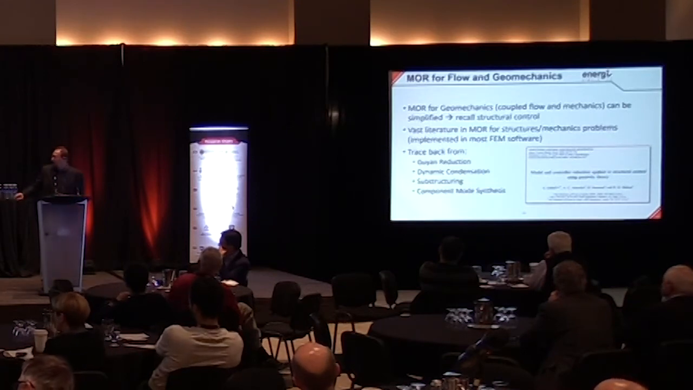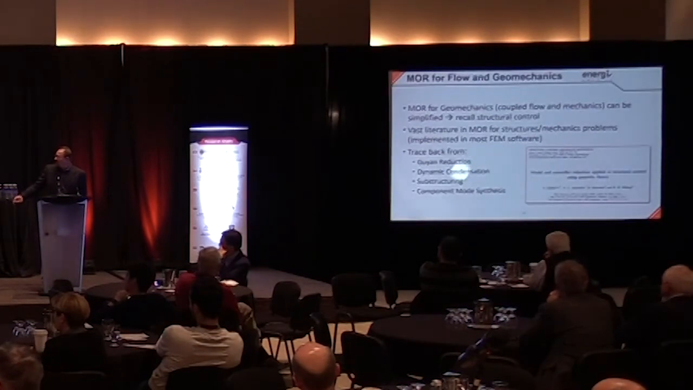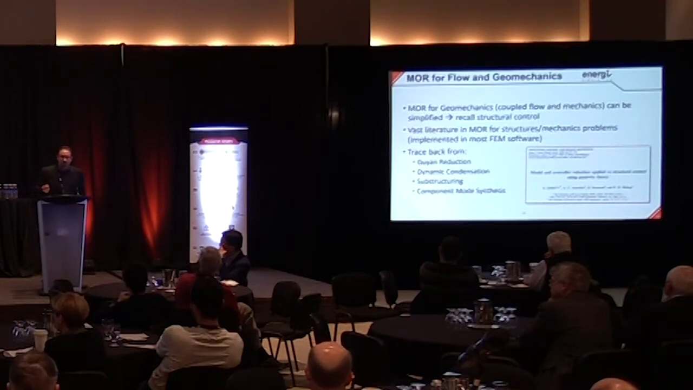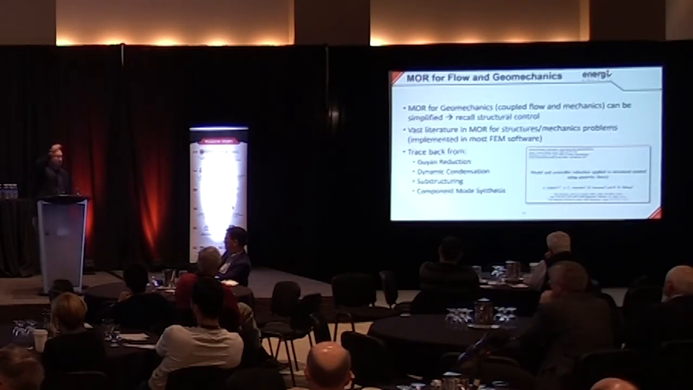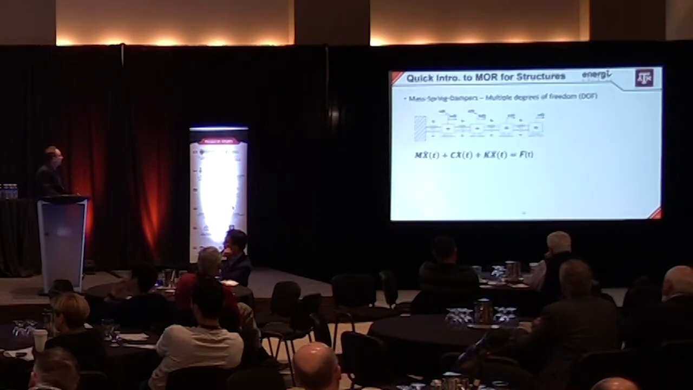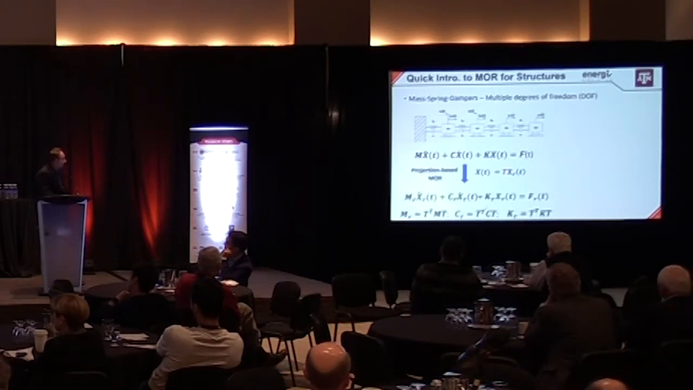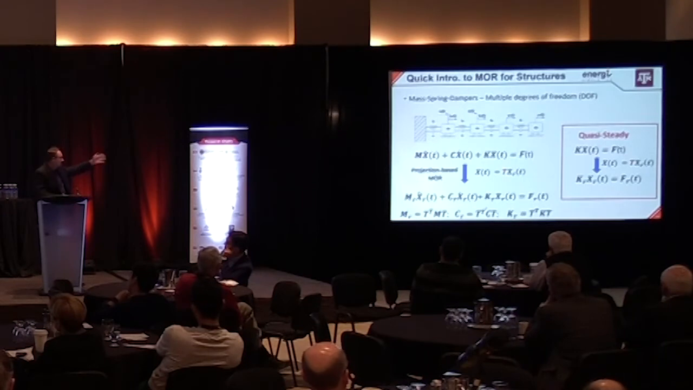So why not to use those, like these ones? Dynamic condensation, Guyan reduction, substructuring, component mode synthesis to geomechanical problems. I'm not saying that is easy, but that's at least a little bit more simplified than going through those snapshot-based model reduction. So, just a quick example. If you have a mass spring damper, you have an equation, you can do projection, exactly the same type of projection that we've done before, and project into this matrix here. And even in quasi-steady, you can simplify things using exactly the same type of projection.